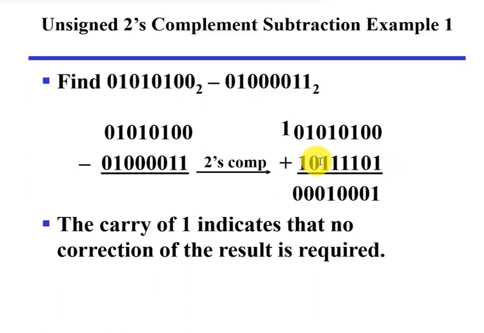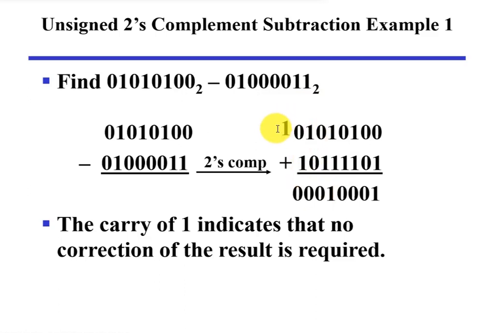Well, once we have the 2's complement, we can add the minuend to the subtrahend. So if you perform this addition: 0 plus 1 is 1, 0 plus 0 is 0, 1 plus 1 is 0 with a carry, and then 1 plus 1 with the carry propagating gives 1. And then 0, 1, 1, 0, 0.